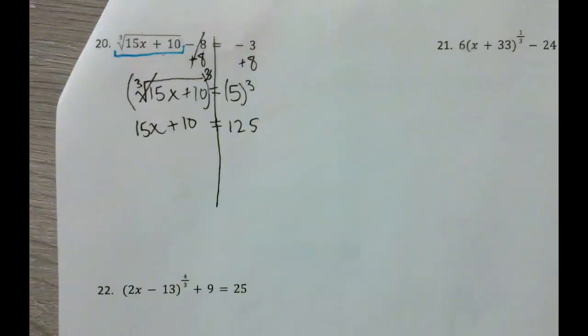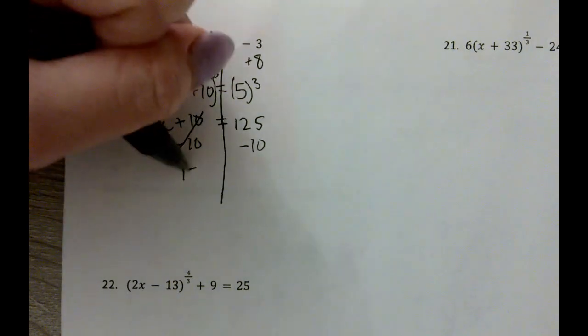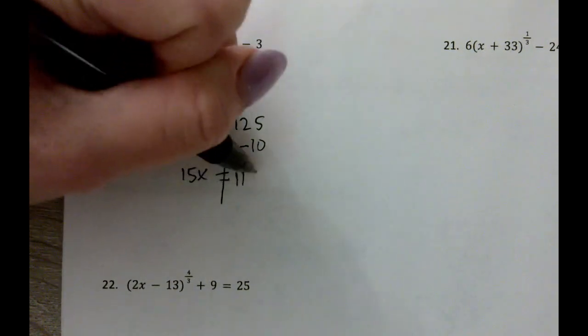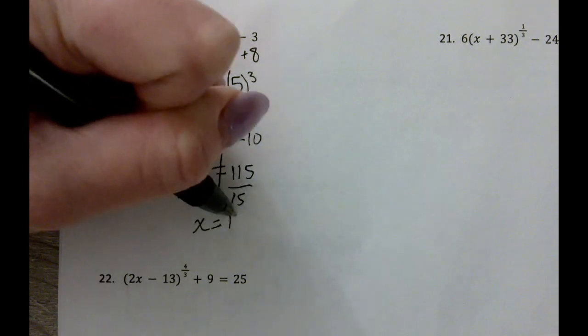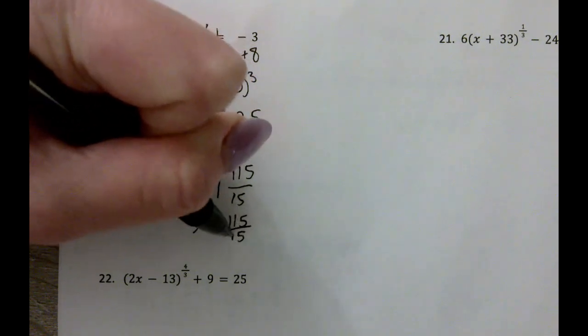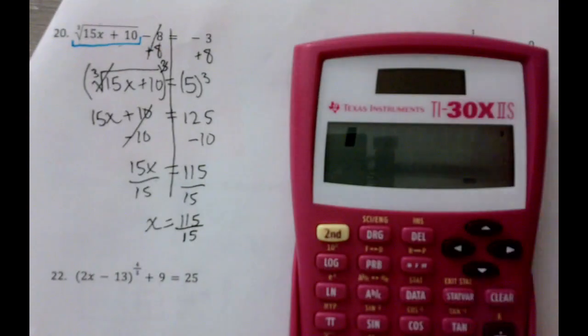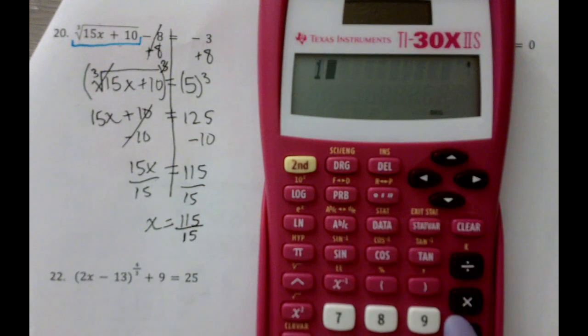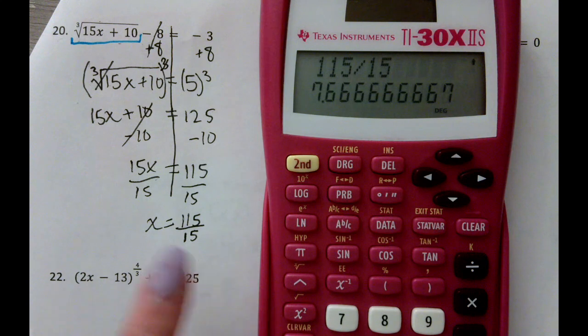And now we just solve for x. Minus 10 on both sides. 15x equals 115. And then divide by 15. X equals 115 over 15. Now let's check in our calculator. Can I divide this? 115 divided by 15. No, and on top of that, it's an ugly decimal, so please do not use the decimal. Don't round it. Fraction.